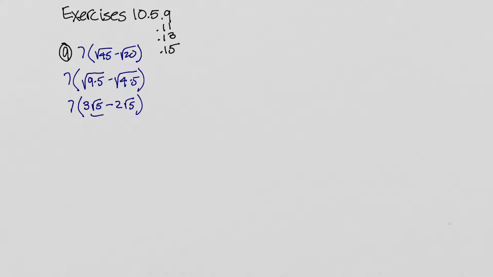And now look what we've got inside here. I've got 3 of these square roots of 5, and I'm going to subtract 2 of those square roots of 5. That will leave 1 square root of 5, and then 7 times 1, right? The 7's outside, the 1's outside, so they'll stay outside. So I get 7 times 1 is 7 square roots of 5.